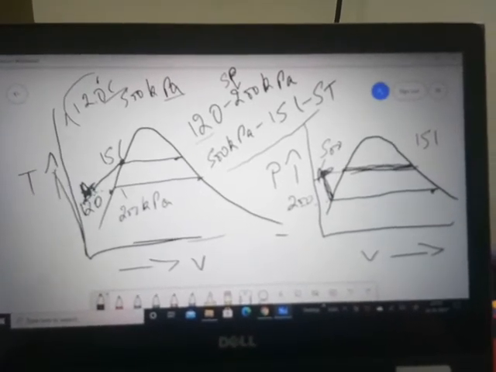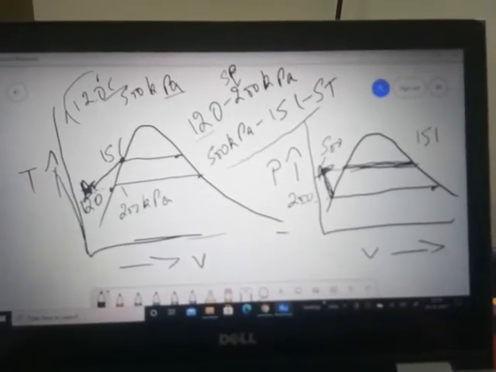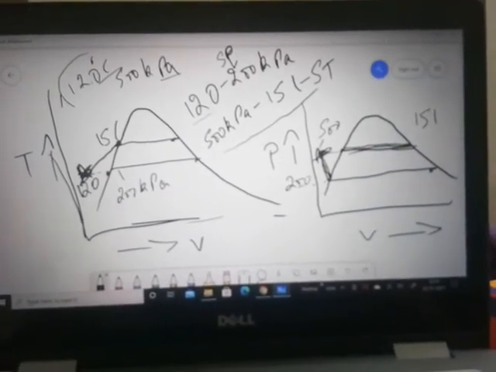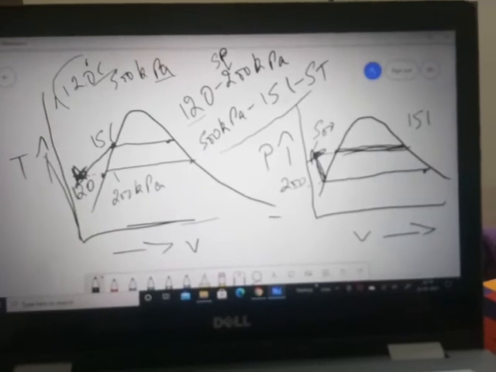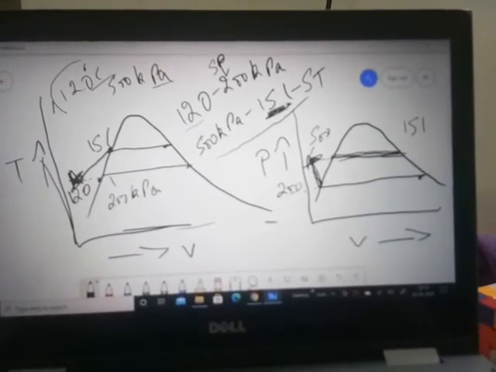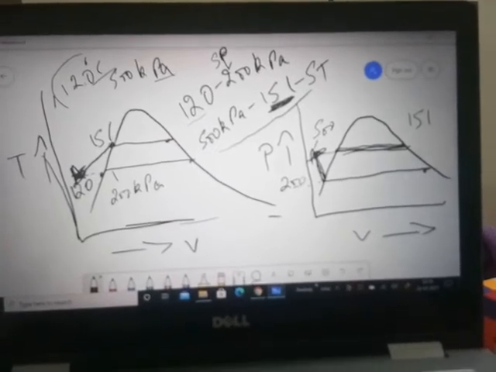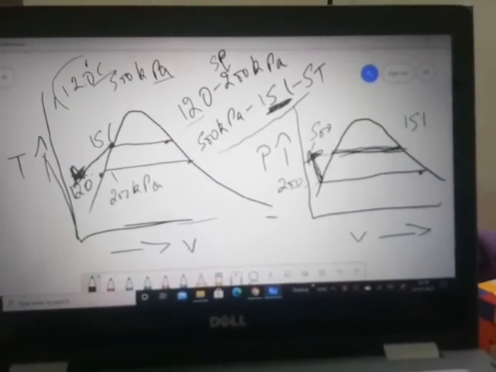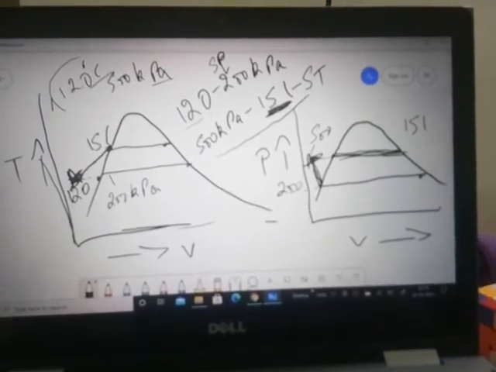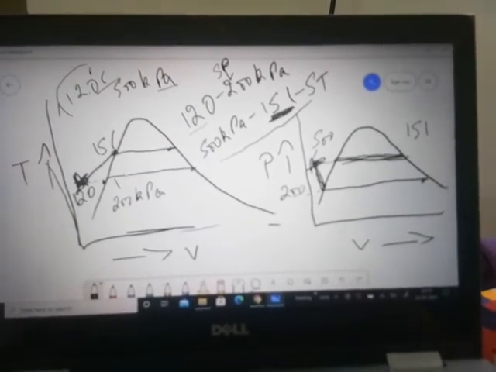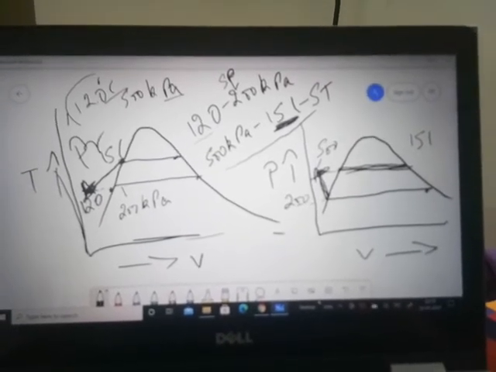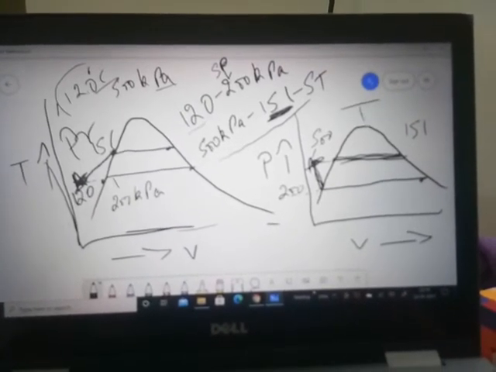First you identify your start, where you are. Then in the PV diagram you do the same thing. So now you know that you are at 120, but for 500 kilopascal, you need to go to 151. So shoot up. Same thing if you draw it in the PV diagram, you are at 120 degrees. In this case, you keep the pressure constant. In this case, you keep the temperature constant.